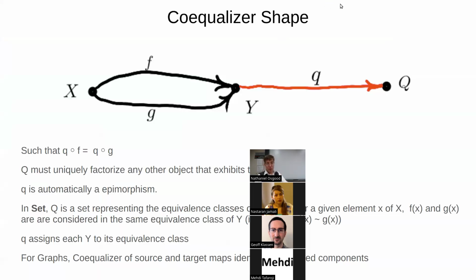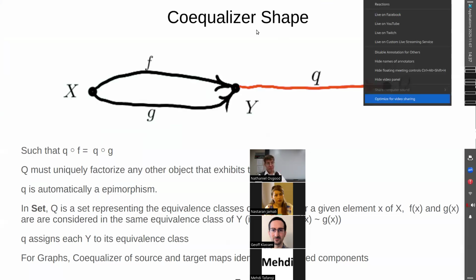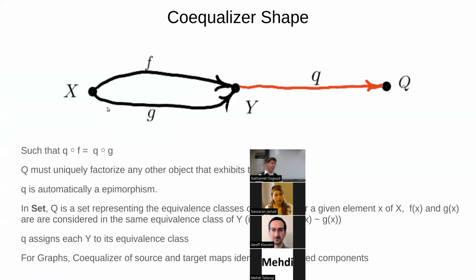Remember, we have a coequalizer. If these involve sets, in general, for any category, a coequalizer will have this particular structure. So we'll have an object X and an object Y, and there's going to be two morphisms in parallel between them, and a morphism Q. And the coequalizer structure is such that Q after F is equal to Q after G.